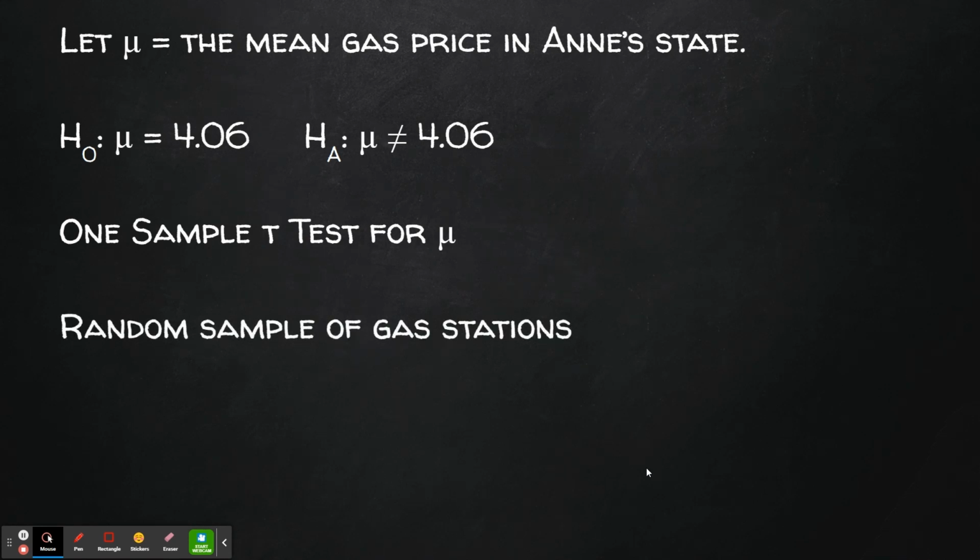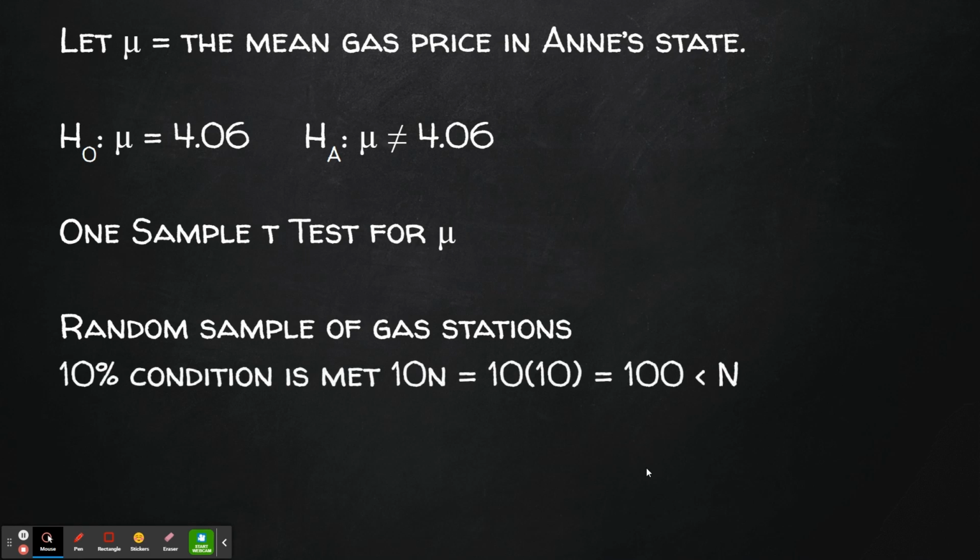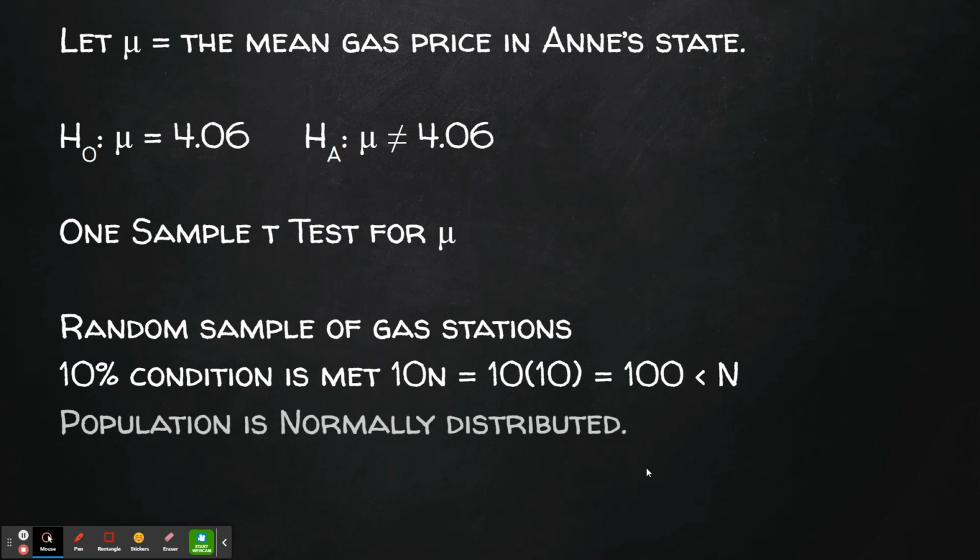We do have a random sample of gas stations. The 10% condition is met because 10 times 10 is 100, which is less than the population. We can assume there are more than 100 gas stations in the area. And the population is normally distributed, so our normality condition is met.